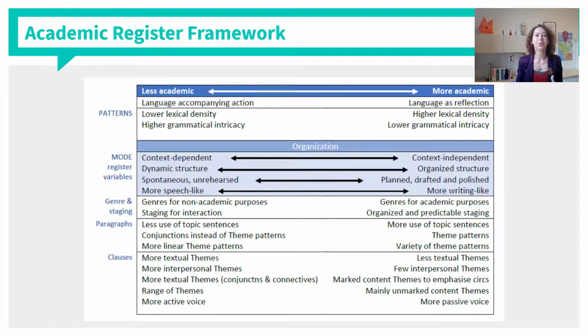But at the same time, so many students were studying TED Talks and comparing them with academic texts. And TED Talks are speech, but they're highly polished and organized. So being able to understand the different impacts this has on language was really useful. And under mode, you can see theme patterns and so on, but you can also see genres and staging. This was how genres were presented to the students the previous year as part of the textual metafunction.